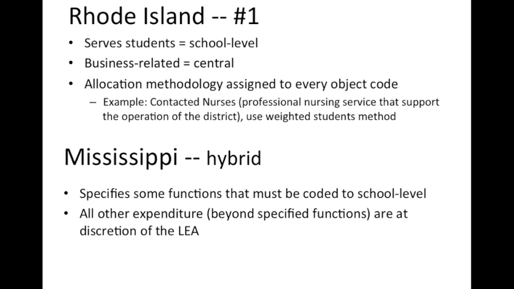And so we then also looked at Mississippi, which I categorize as a bit more of a hybrid of 1 and 3. It does specify some functions that must be coded to the school level, but it says that all other expenditures beyond the specified functions are at the discretion of the LEA. Mississippi was able to take all the other LEA coded things, divide them out, and add them on to the school level costs with some sort of consistency. And you saw Mississippi's example of that at our last webinar. Do we have anyone on from Mississippi? I'm not sure we do. That would be my fault for not giving them a heads up that I was going to revisit this with them. But that's where I would put Mississippi.